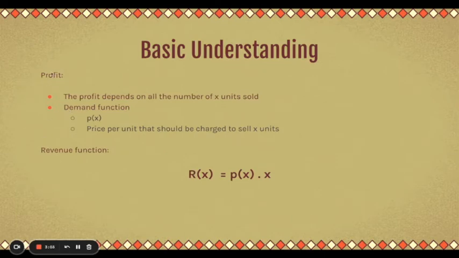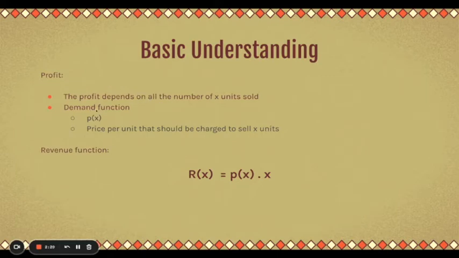So next, profit. The profit depends on the number of x units sold. What this means is that profit is depending on the x units, which is the amount of product. So let's say if there are 10 units sold, and 1 unit is $1, we'll make a profit of $10.